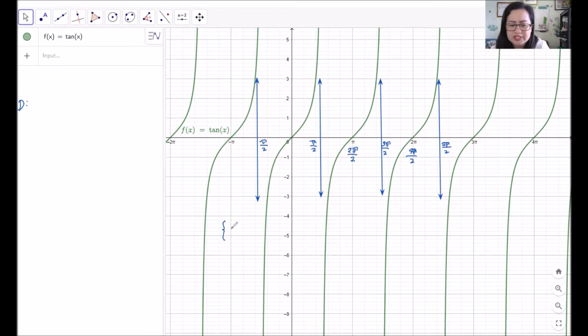Let's consider pi over 2. Then we have 3 pi over 2. Now we have 5 pi over 2. Then we can say that we will have 7 pi over 2, 9 pi over 2, and so on.